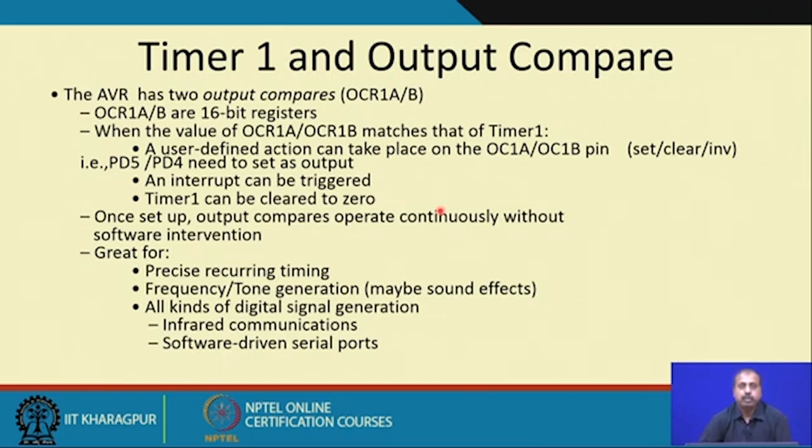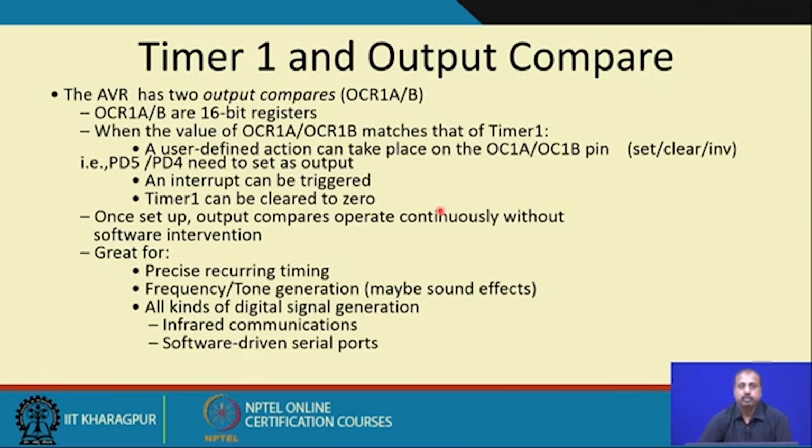It is good for precise recurring timing, like if you have to do some event in a periodic way after some periodic intervals of time. So, you can take help of this Timer 1 and load this OCR 1A or 1B register accordingly, so that at periodic intervals you get an indication that this is the time to do that periodic operation.